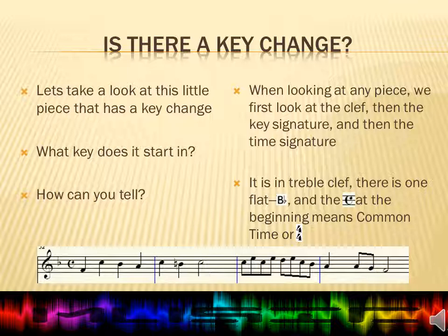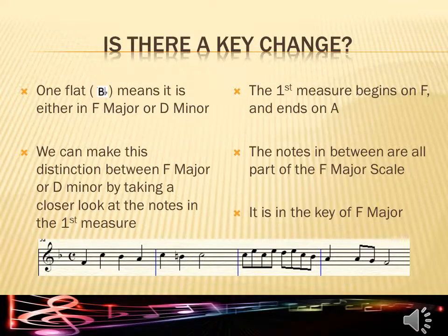How can you tell? When looking at any piece, we first look at the clef, then the key signature, and then the time signature. It is in treble clef. There is 1 flat, B flat, and the C at the beginning means common time, or 4/4. 1 flat, B flat, means that it is either in F major or D minor.